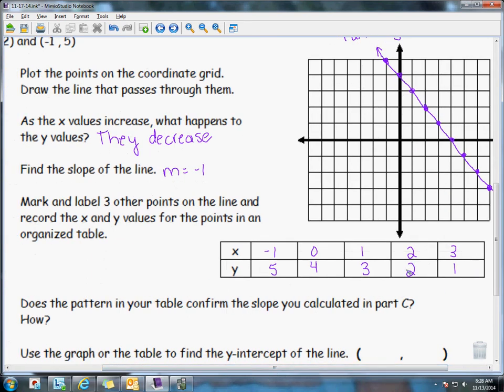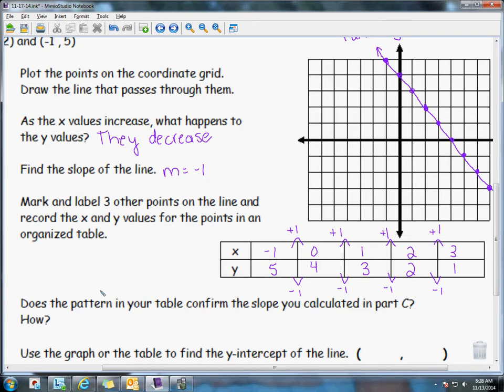The next question says, does the pattern in your table confirm the slope you calculated in part C, and how so? So what we're going to do here, okay, so remember the graph is your rise over run. When you do your table, we're going to do our change in y over change in x. So we're going to do our little arrows, just like last week. And we're going to see what we're going up by. So for my x's, we're going up by 1, so I'm going to put +1, +1, +1, and +1. And my y's are going down, so we're going to put -1, -1, -1, -1.